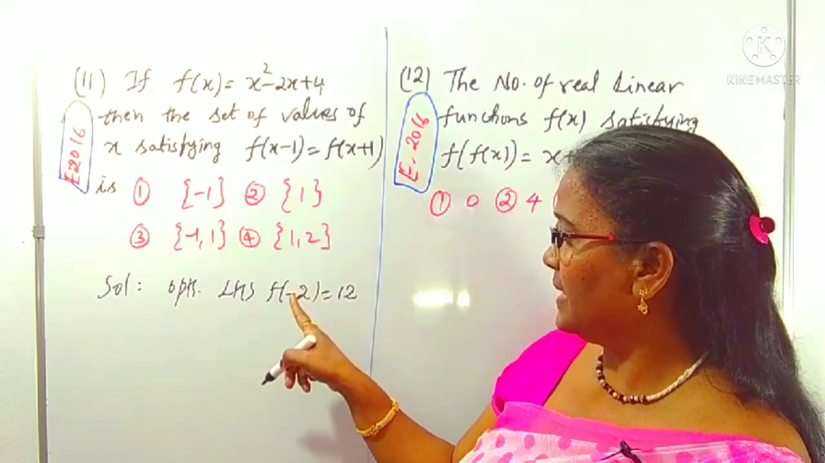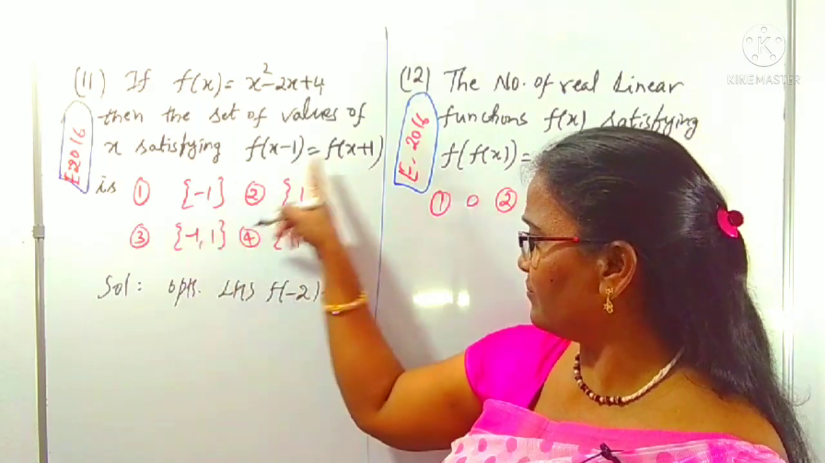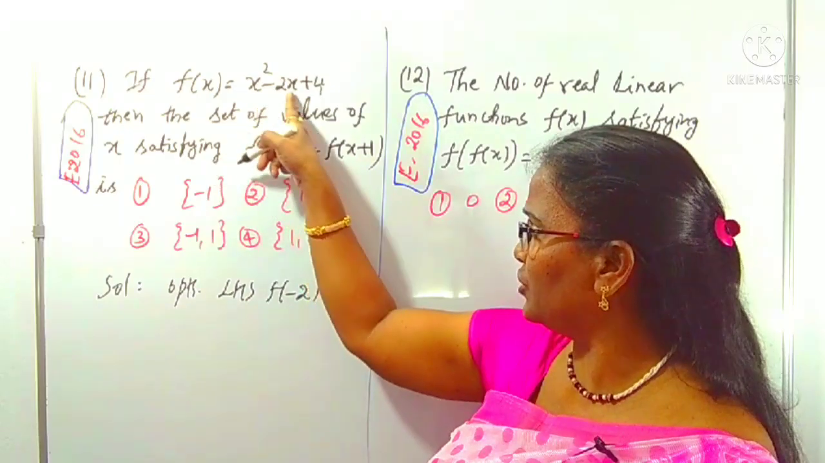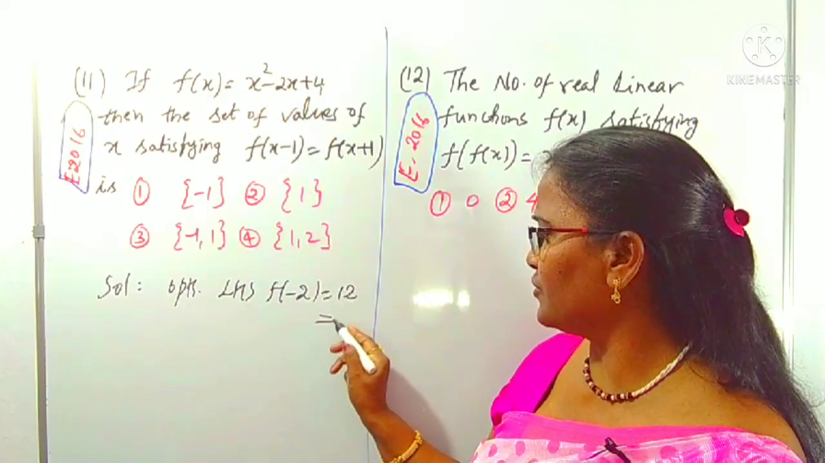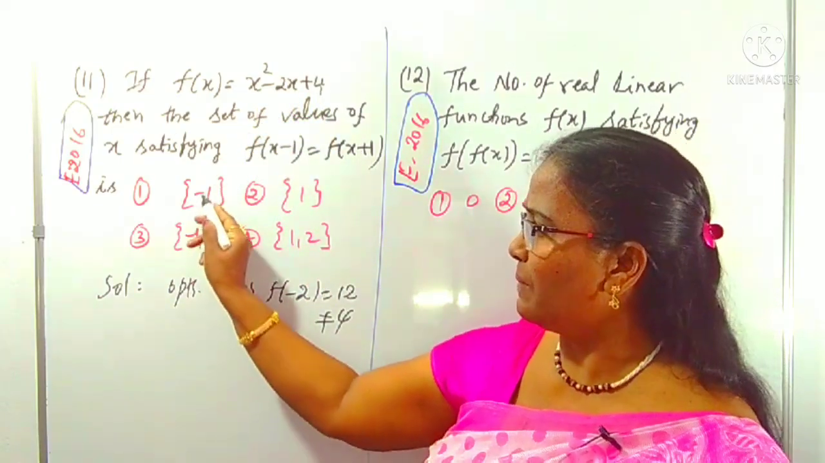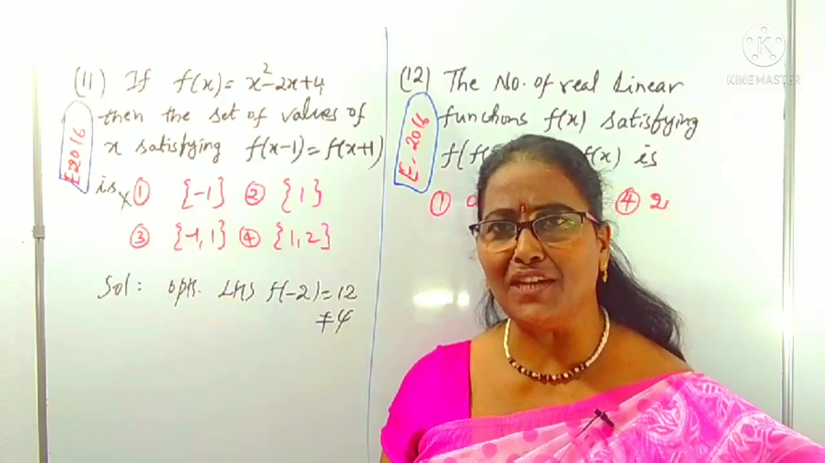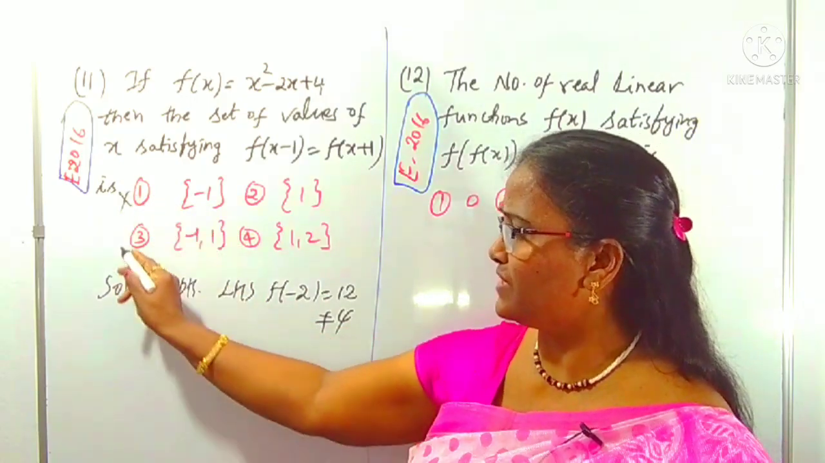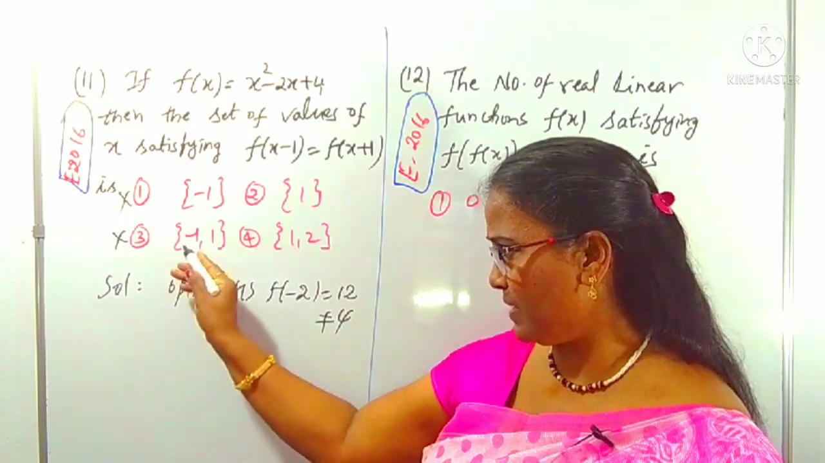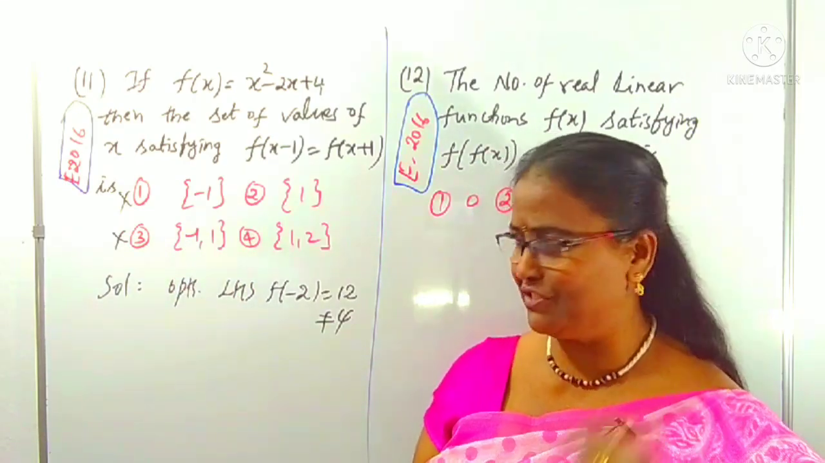Whatever the right side, minus 1 plus 1 is 0, f of 0. The f of 0 value is 4. It's not equal to 4, which means minus 1 is not the correct option. So it is not the first option, and not the third option either, because minus 1 is there in the third option also.